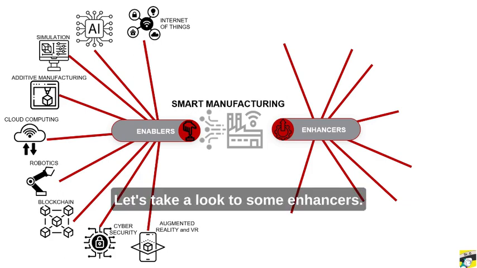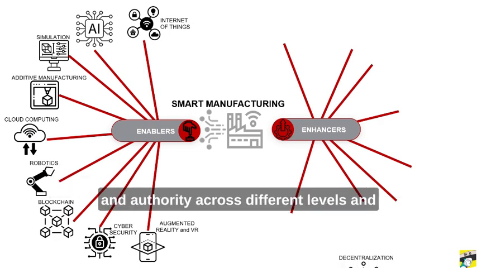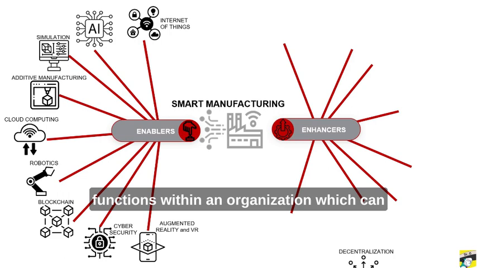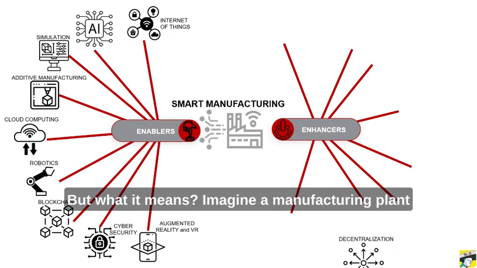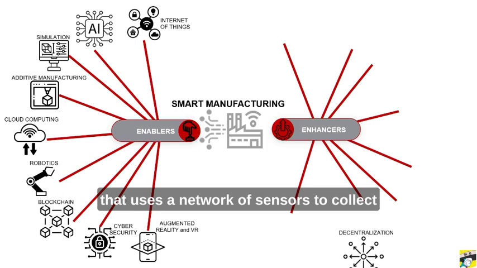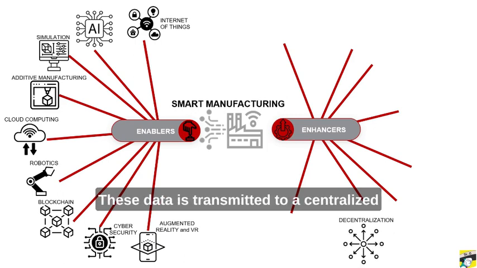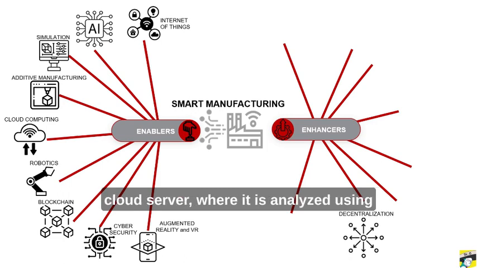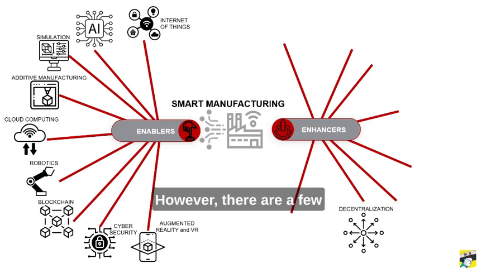Let's take a look at some enhancers. Decentralization involves distributing decision making power and authority across different levels and functions within an organization, which can improve agility and responsiveness. But what does it mean? Imagine a manufacturing plant that uses a network of sensors to collect data on the performance of its machines. This data is transmitted to a centralized cloud server where it is analyzed using AI algorithms to identify patterns and anomalies. However, there are a few potential issues with this approach.